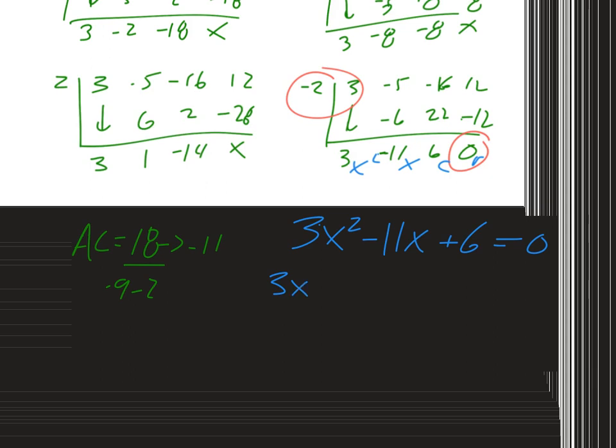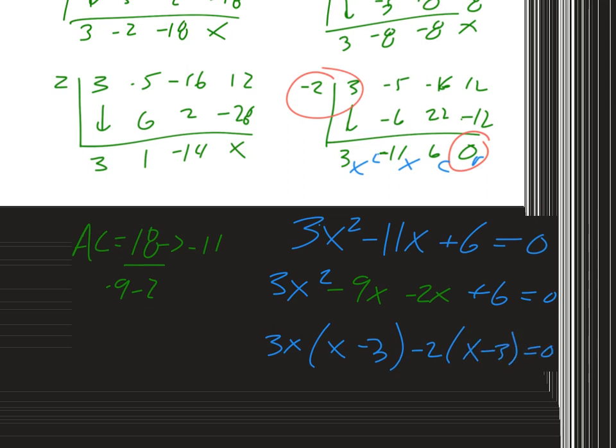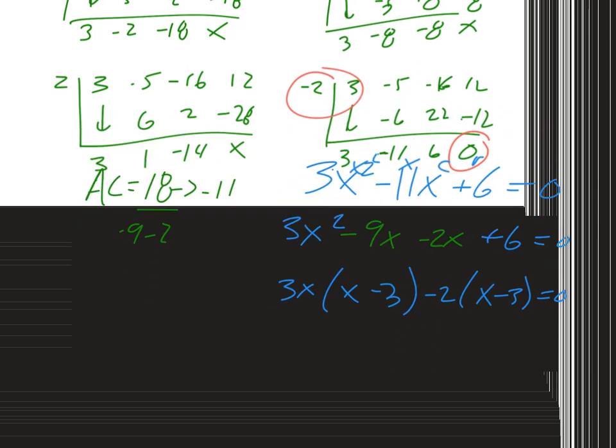So 3x squared minus 9x minus 2x plus 6 equals 0. 3 and 9 both have 3x, which leaves me with x minus 3. Got -2 and 6, which is going to be a -2, which is going to be x minus 3 equals 0. Oops.